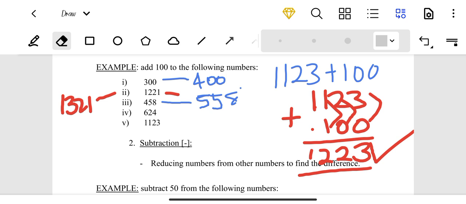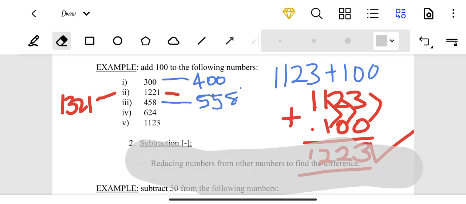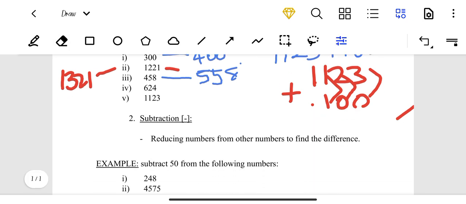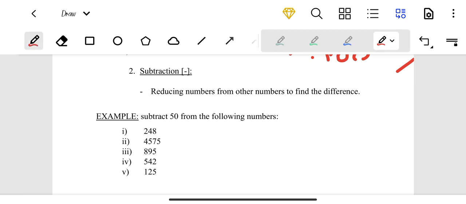So now we are going to jump to subtraction. When you're dealing with subtraction, I made an example there. When you're dealing with subtraction, you're dealing with a negative sign. So what does this mean? It means that you are going to reduce a number from the number that you are given, or the number that is provided. Why do I do that? I'm doing that to find the difference between the two numbers.